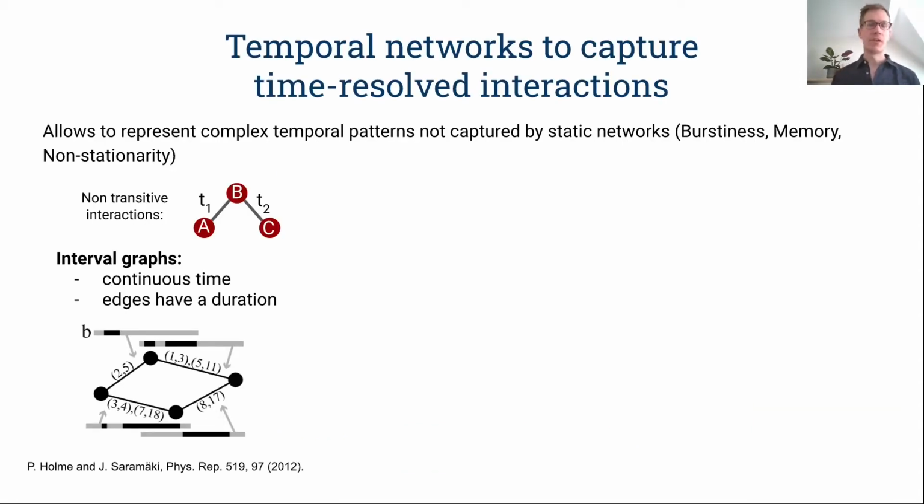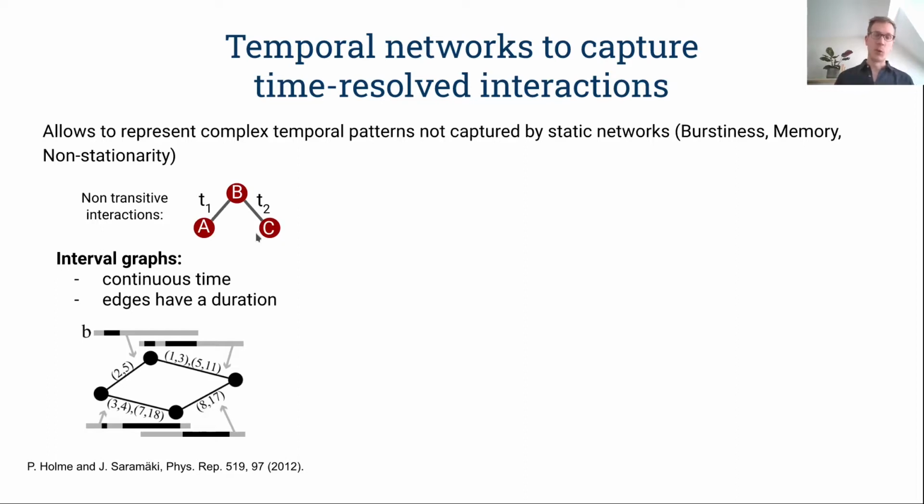As you know, temporal networks allow us to capture complex temporal patterns that are not well represented by static networks, such as burstiness, memory, or non-stationarity. For example, here you have an example of non-transitive interactions. If you have this small network with 3 nodes and 2 edges, you see that if first the edge between A and B is activated and then the edge between B and C is activated, it means that you can go from A to B to C following a time-respecting path, but you actually cannot go from C to B to A. So if you represent this as a static network, you lose that kind of information.